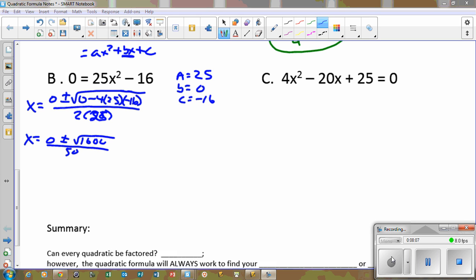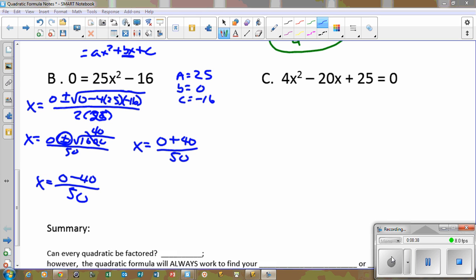Okay? And the square root of 1600 is what? You can tell me. 40. Okay? So this becomes 40. So now we're left with x equals, and this is where that plus or minus will come into play, right? 0 plus 40 over 50. And then we're going to have 0 minus 40 over 50. That's where that plus or minus is going to come into play once we break down the square root. Okay, because remember, two solutions.